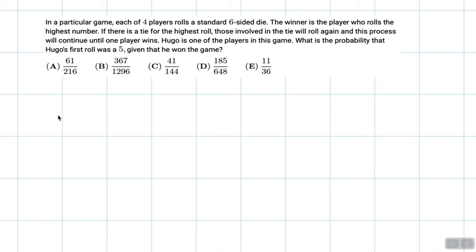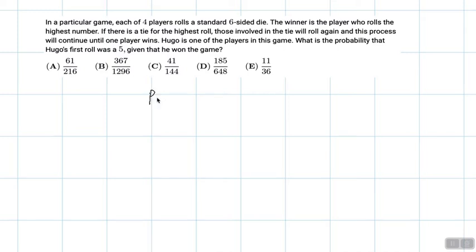In a particular game, each of 4 players rolls a standard 6-sided die. The winner is the player who rolls the highest number. If there is a tie for the highest roll, those involved in the tie will roll again, and this process will continue until one player wins. Hugo is one of the players in this game. What is the probability that Hugo's first roll was 5, given that he won the game?